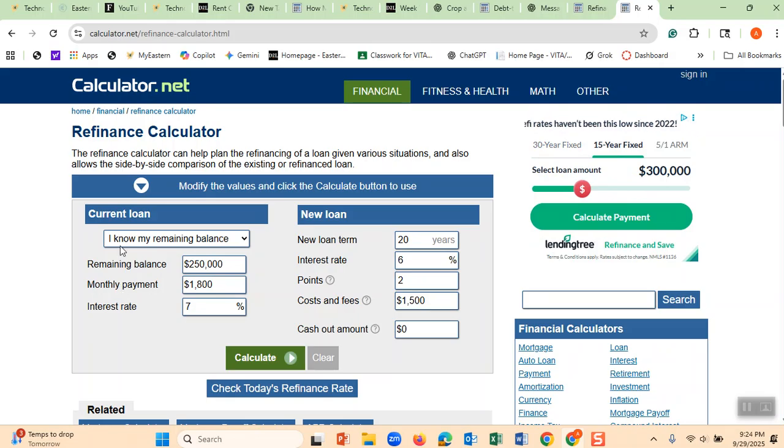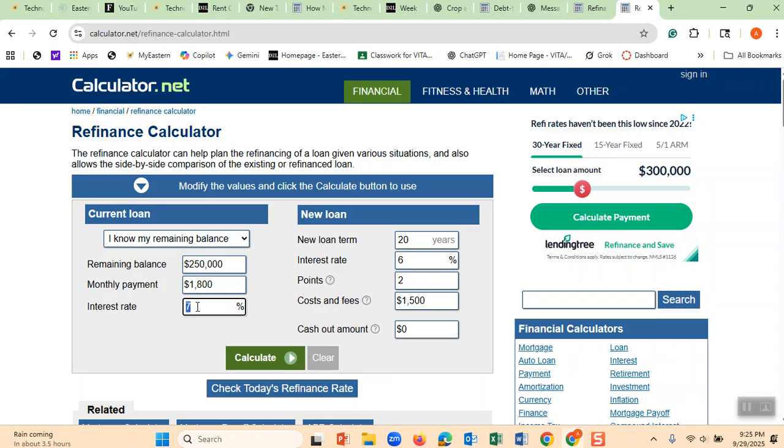Let's say I know my remaining balance. That means that you borrowed $400,000 to buy a house. You bought the house, and now, after 10 years, you still owe $250,000, your monthly payment is $1,800, and the interest rate that the bank is charging you is 7%.